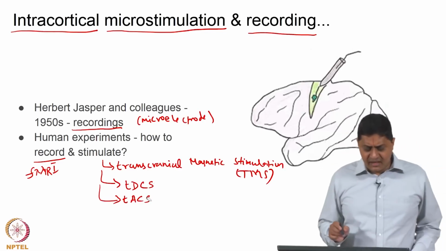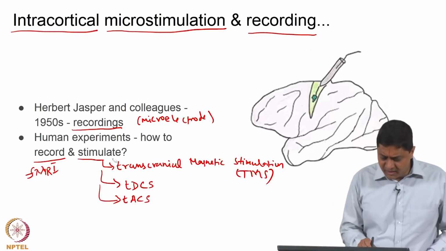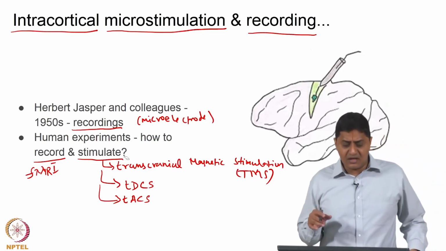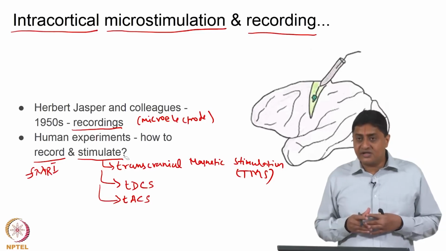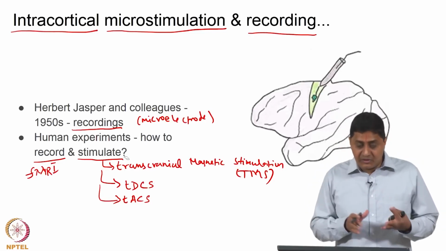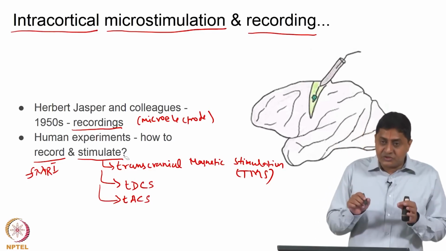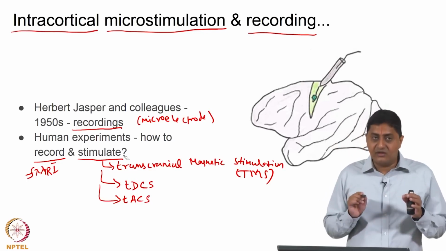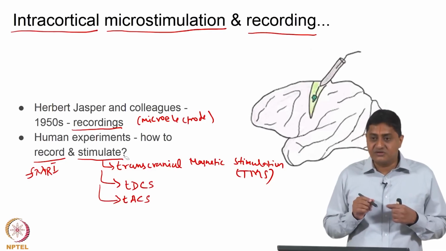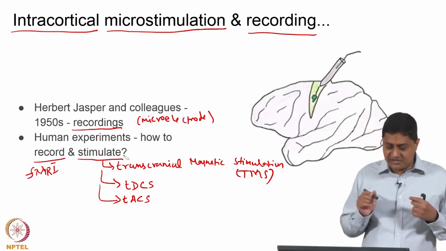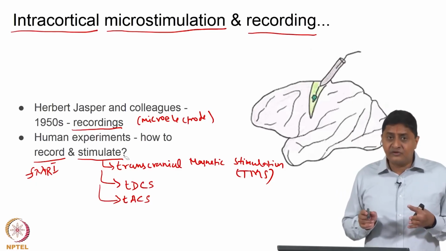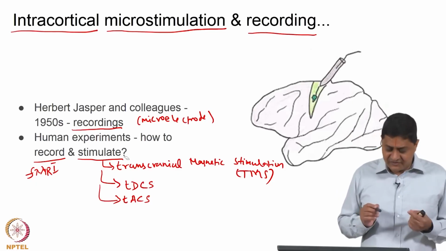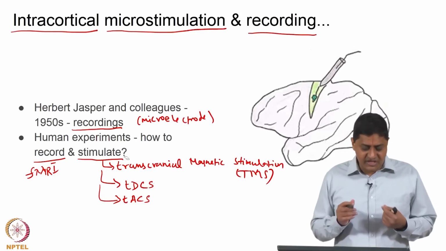These techniques are not the exact analogues of the intracortical microstimulation and recordings that are available in animals. Obviously, in animals we could perform the surgery, implant the electrode and properly do the recording or stimulation. In humans, ethical considerations exist. So, we will have to do these things non-invasively. So, limitations come because of this reason.